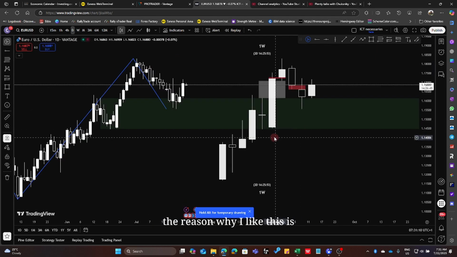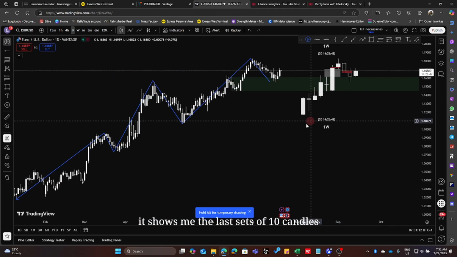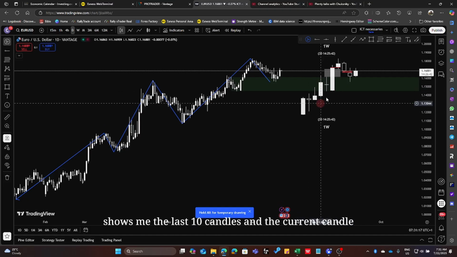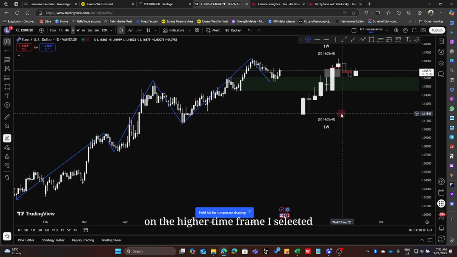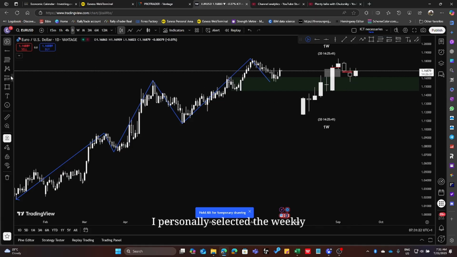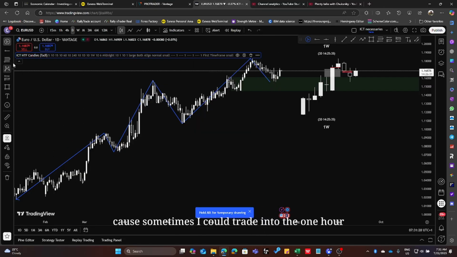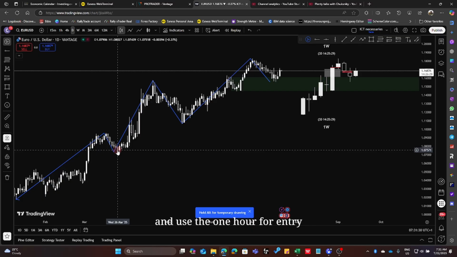The reason why I like this is it shows me the last sets of 10 candles and the current active candle, so that's a total of 11. It shows me the last 10 candles and the current candle on the higher time frame I selected. I personally selected the weekly, the daily, and the 4 hours, because sometimes I could trade into the 1 hour and use the 1 hour for entry. So I want to see those 4 time frames above it and see exactly what's happening within the last sets of 10 candles. I could then increase it if I want to, just to see more information.